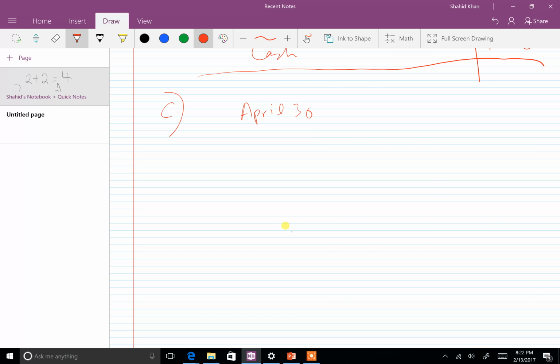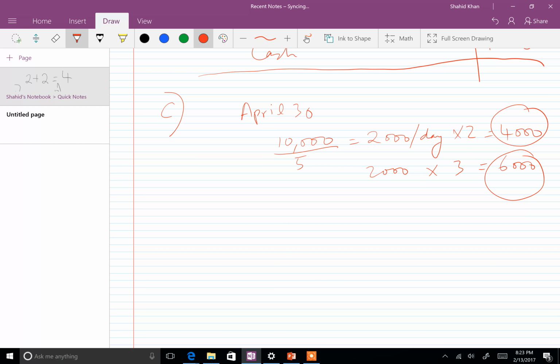So now first determine what is 2 days of salary. So $10,000 is for 5 days. You're gonna divide by 5. That will give you 2,000 per day, right? And for 2 days it's going to be $4,000. And $2,000 per day multiplied by 3 days is going to be $6,000. So now you know that 4,000 belongs to the month of April, 6,000 belongs to the month of May.